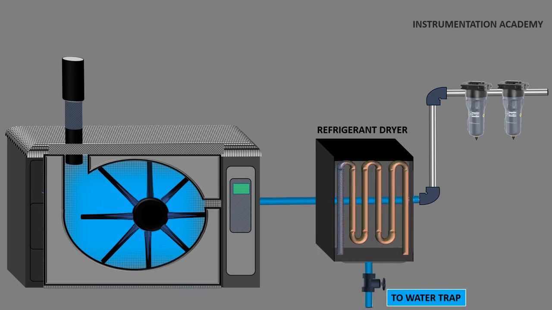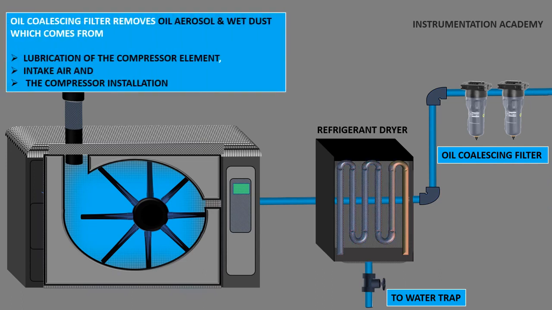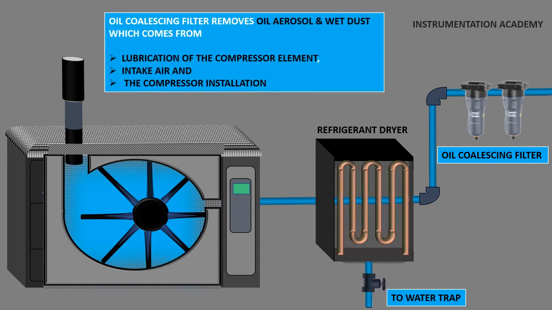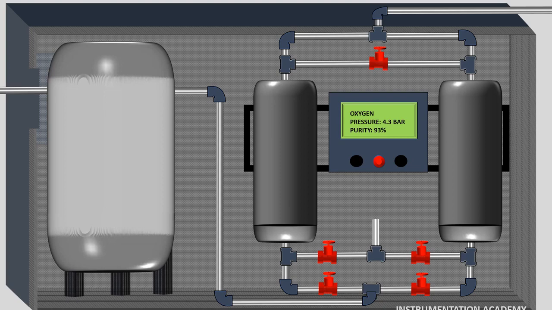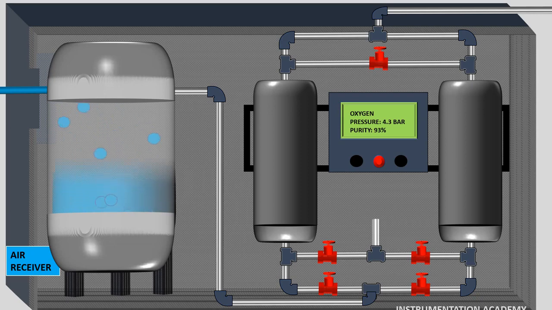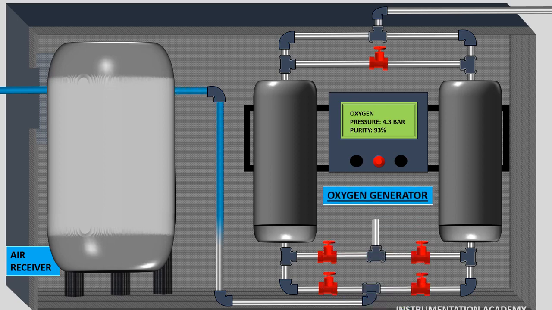Now the air is allowed to pass through an oil coalescing filter which efficiently removes oil aerosol and wet dust which would come from the lubrication of the compressor element, the intake air and the compressor installation itself. The output air coming from the filter is fed to the air receiver. This air receiver acts as an accumulator and the air supplied to this air receiver must be dry. Compressed air from the air receiver is now fed to the oxygen generator. This oxygen generator works on the principle of pressure swing adsorption.